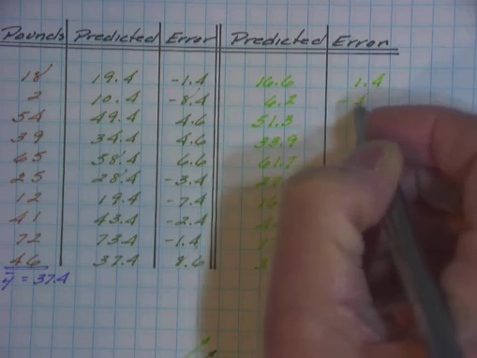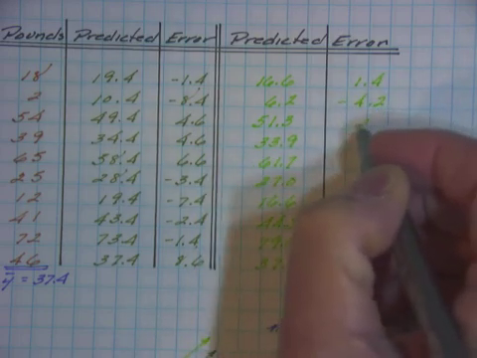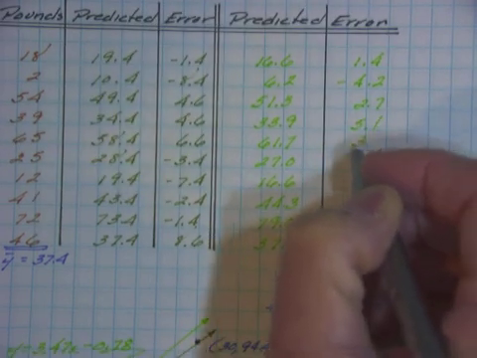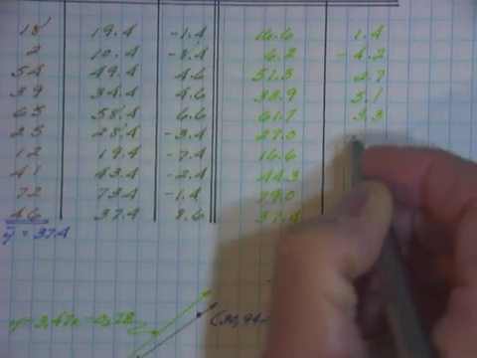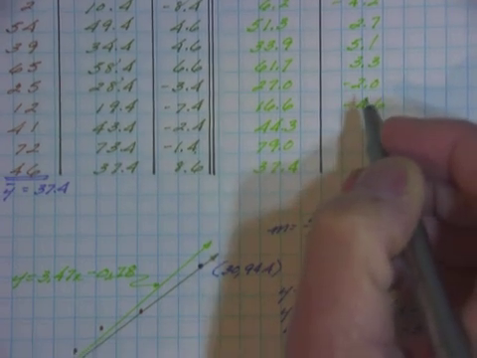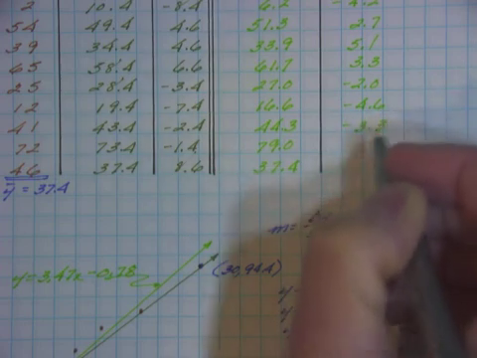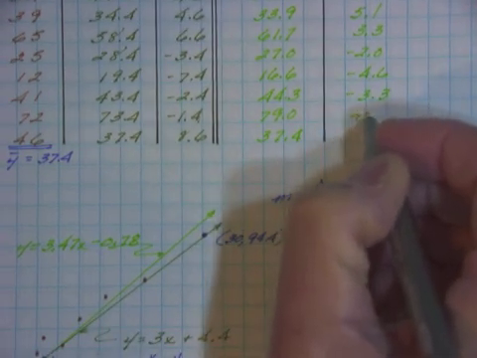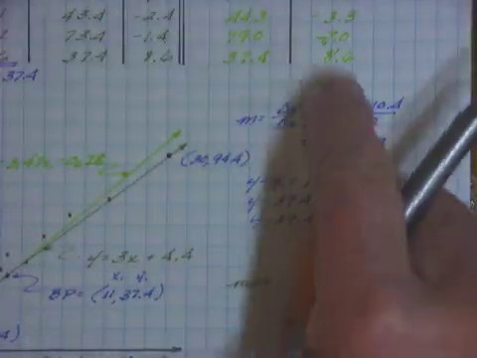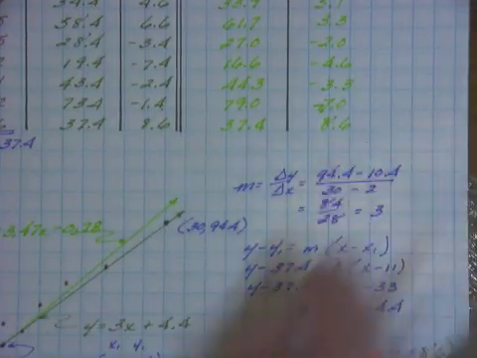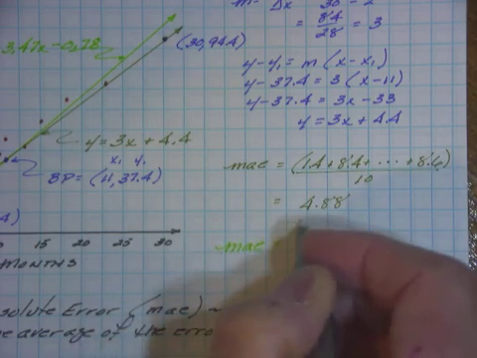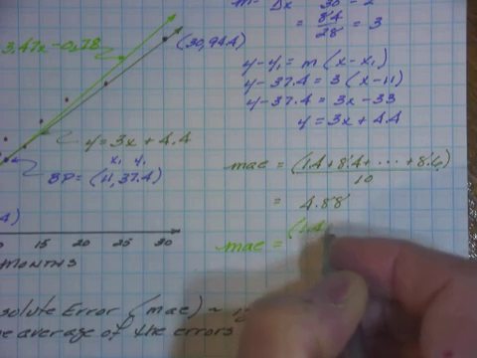and I've got 1.4, negative 4.2, 2.7, 5.1, 3.3, negative 2.0, negative 4.6, negative 3.3, negative 7.0, sorry, negative 7.0, and 8.6. Now, if I calculate the mean absolute error of those, this is what I get.